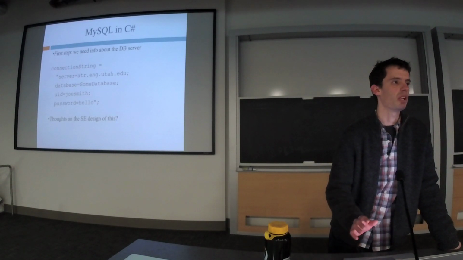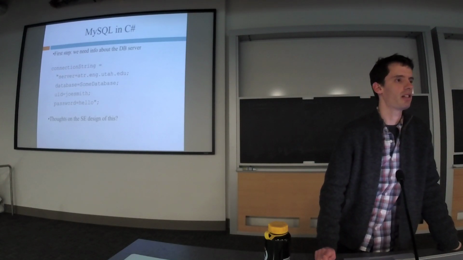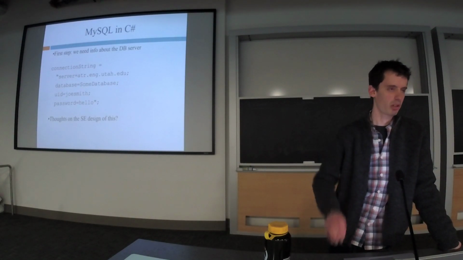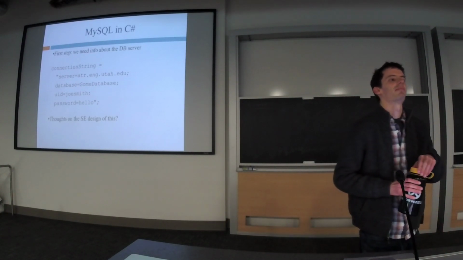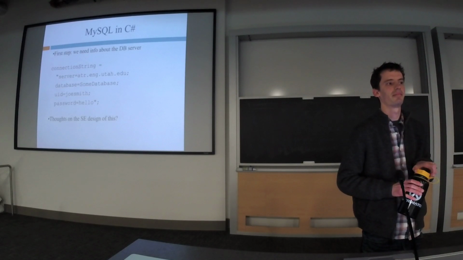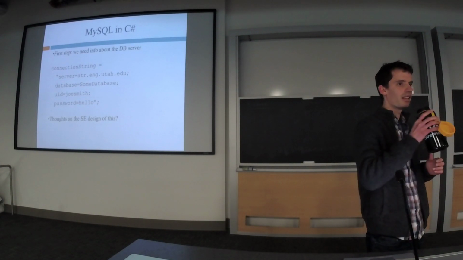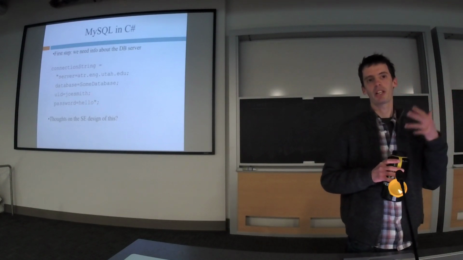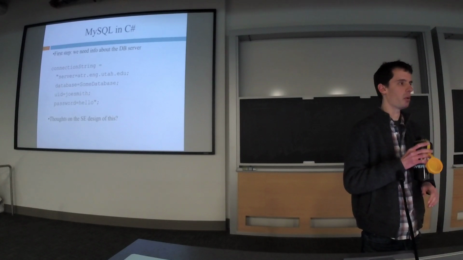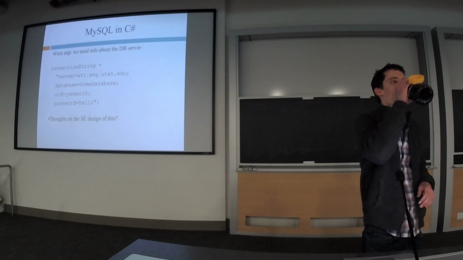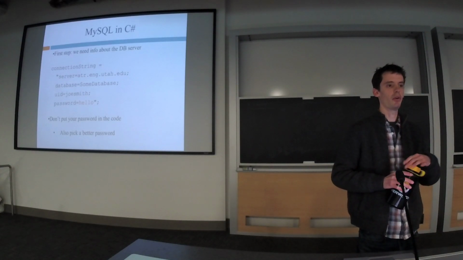And I've asked most of you this before. What are your thoughts on the software engineering design of this piece of code? Password is in plain text in the source code. Yes, so if this was an open source project and you published it to GitHub or something, then everyone in the world knows the database password. Okay, so don't do that, obviously. Also, don't make your password hello.